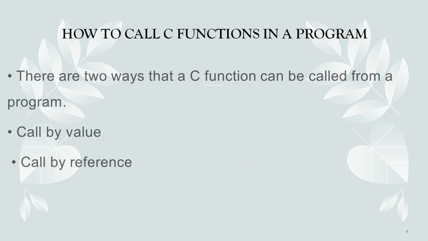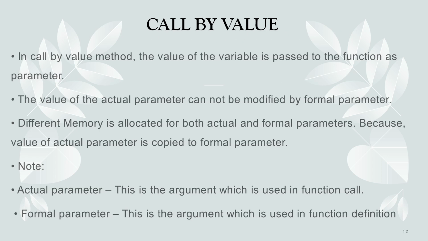Next, how to call a C function in a program. There are two ways that a C function can be called from a program: call by value and call by reference. Call by value. In the call by value method, the value of the variable is passed to the function as parameters. The value of actual parameters cannot be modified by formal parameters.